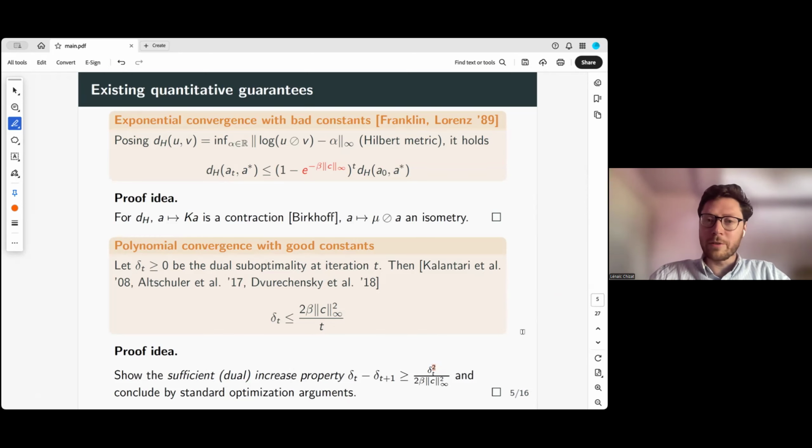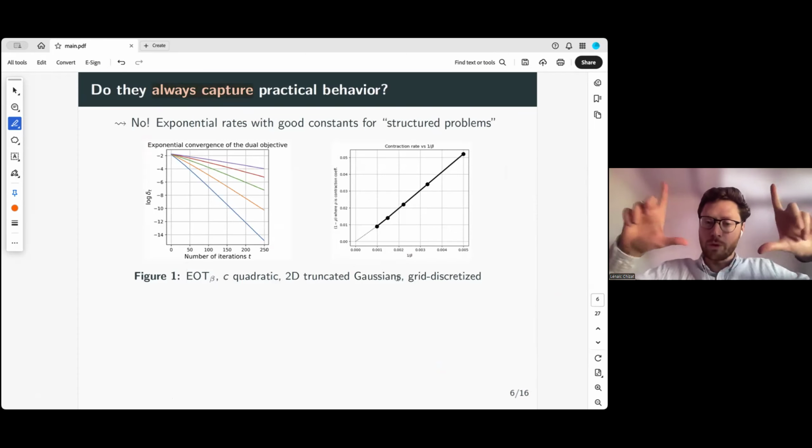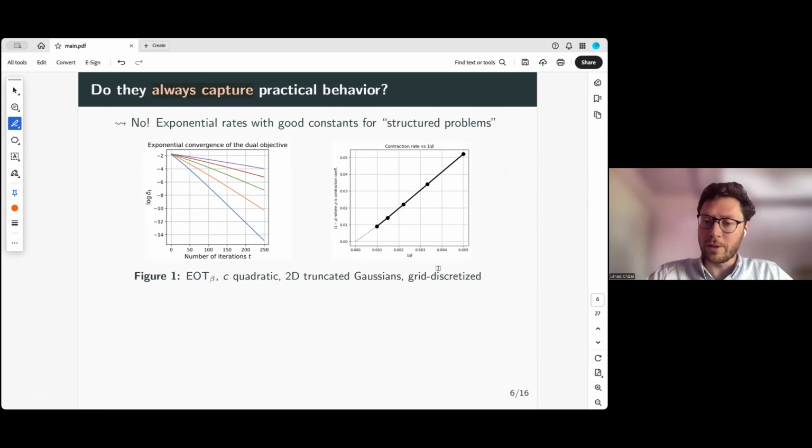Okay, so all these rates, what do we observe in practice? Sometimes yes, but they do not always capture what we observe. So here I want to show you some numerical experiments where we transport Gaussian distributions, which are truncated to a square in 2 dimensions and discretized on a grid with a quadratic cost. And when we plot, so here this is a semi-log plot of the convergence as a function of number of iterations, we see straight lines. So this shows exponential convergence. So it seems that we are in the kind of the first convergence guarantees that we were seeing.